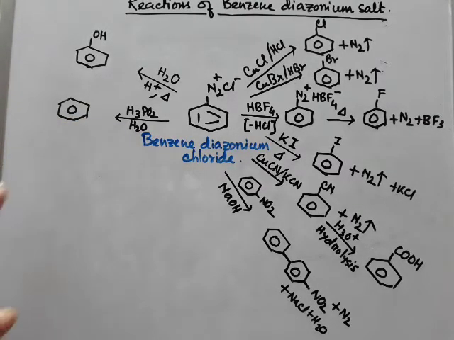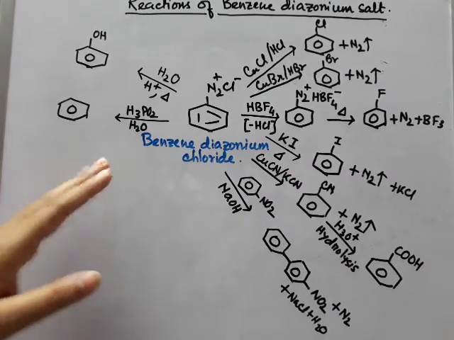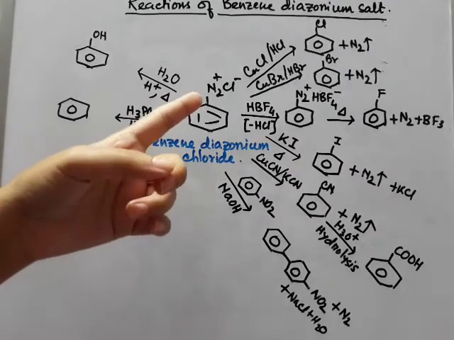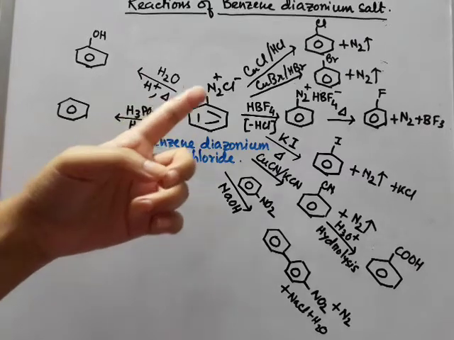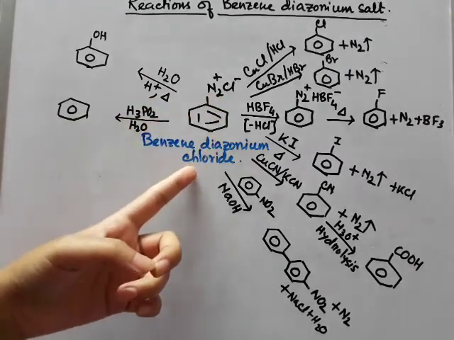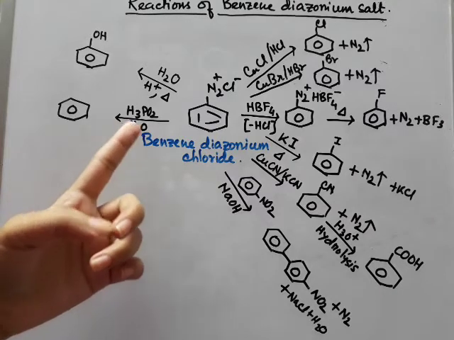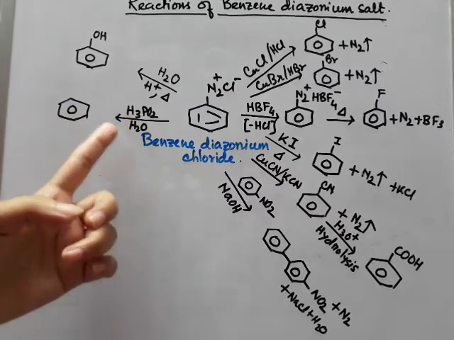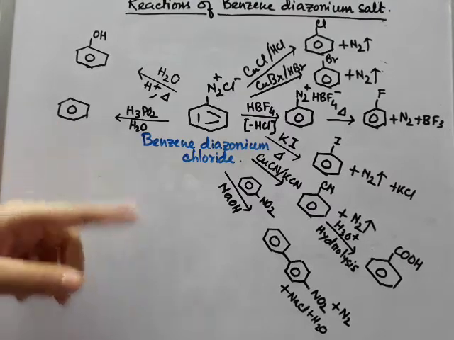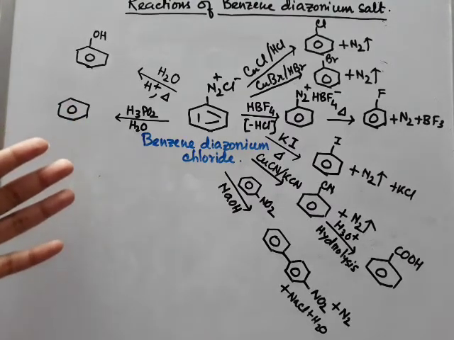Actually this is known as deamination reaction, because after diazotization reaction of this aromatic primary amine we are getting this benzene diazonium chloride, and after treatment of it with H3PO2, that means hypophosphorus acid, we are getting benzene. That means deamination is occurring over here.